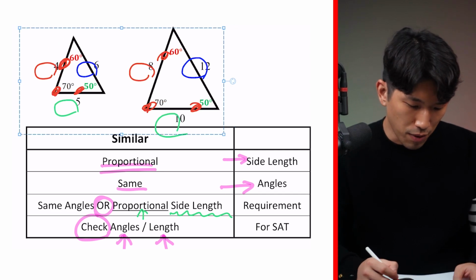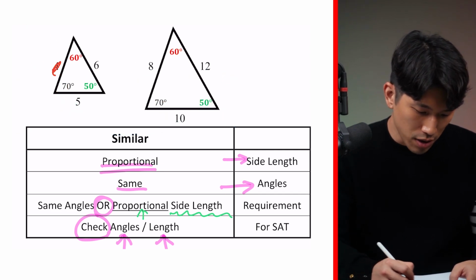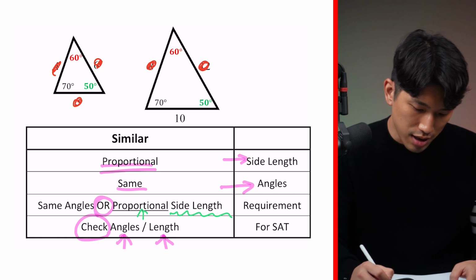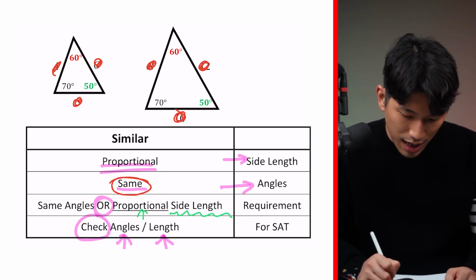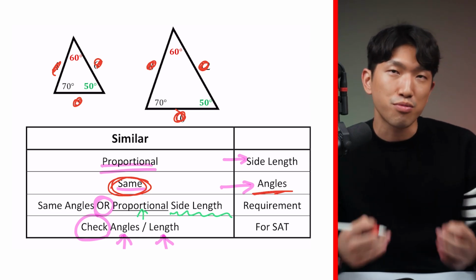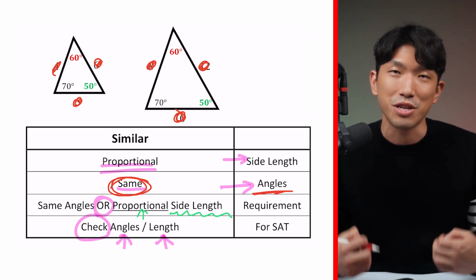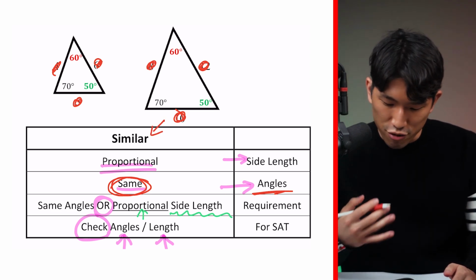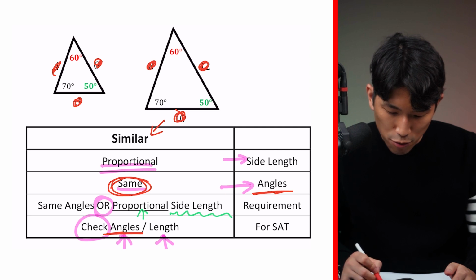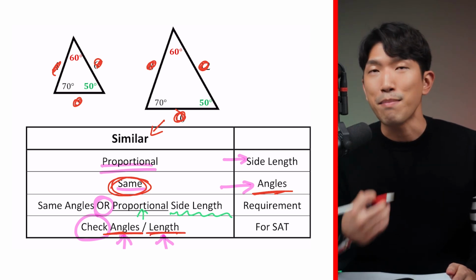And it also goes the other way for angles as well. Let's say you're only given angles like so. You see that you only have 60, 60, 70, 70, 50, and 50. You see that you have the same set of angles, which is enough to prove that these two triangles are considered similar. So for the SAT, when it comes to similar triangles, you just simply have to check whether they have the same set of angles or the same set of side lengths, because that's the main thing they're going to test you on.